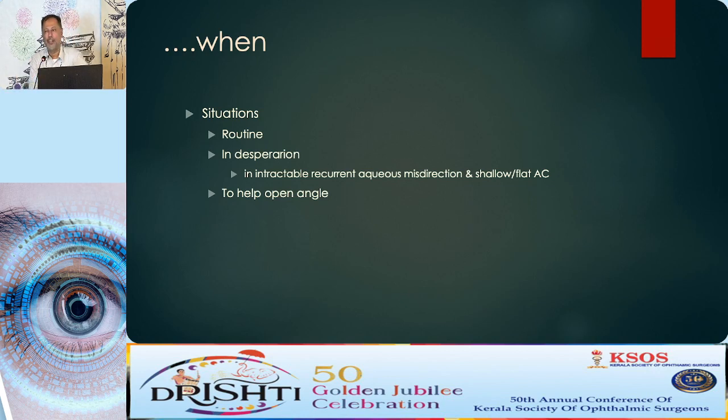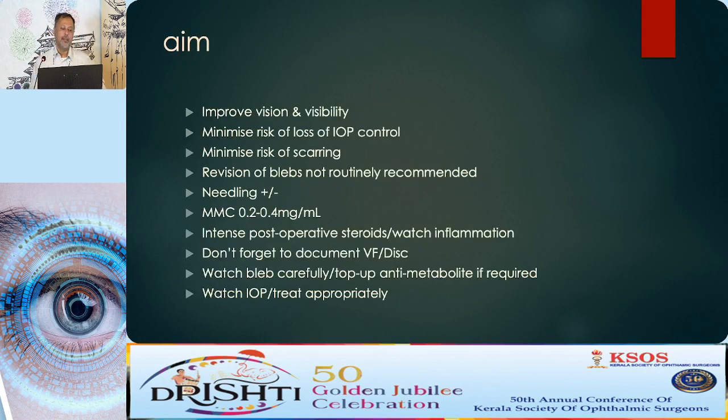You can also find in certain situations that your lens can get intumescent and sometimes block the ostium, and then you might need to open up the angle, and therefore that'll be a sort of phacomorphic situation. The aim, of course, is to improve vision, but it also improves your visibility to look at the disc and assess the progress of glaucoma, because ultimately we are dealing with a glaucoma here. You have to minimize the loss of intraocular pressure control by using anti-scarring agents if you need to, and minimize the risk of scarring.